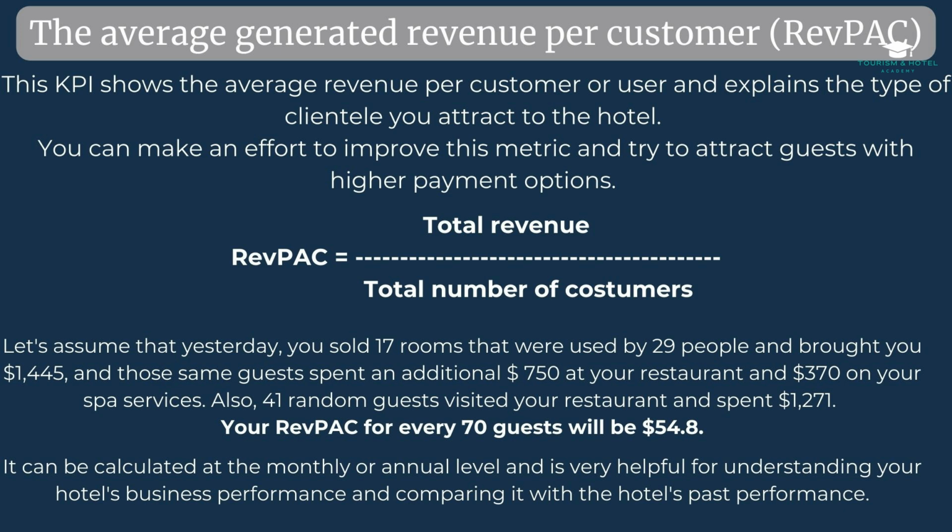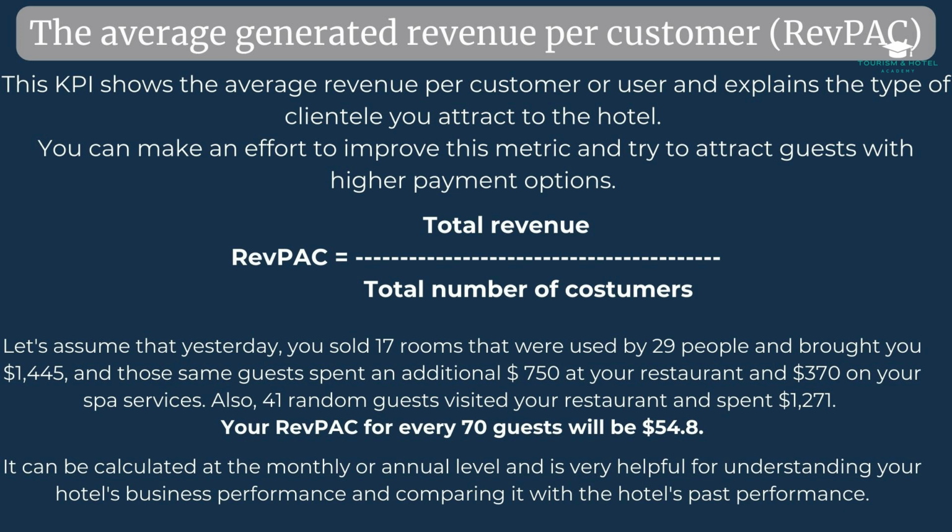The average generated revenue per customer, RevPAC. The KPI shows the average revenue per customer or user and explains the type of clientele you attract to the hotel. You can make an effort to improve this metric and try to attract guests with higher payment options. So, RevPAC equals total revenue divided by total number of customers. It can be calculated at the monthly or annual level and is very helpful for understanding your hotel's business performance and comparing it with the hotel's past performance.